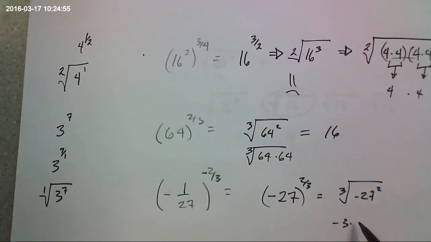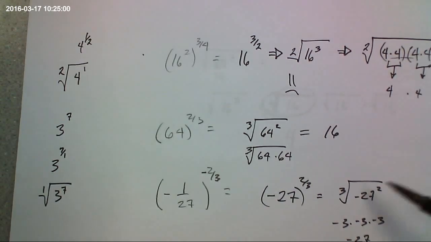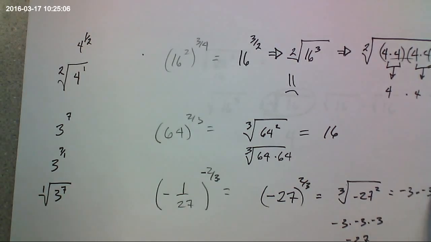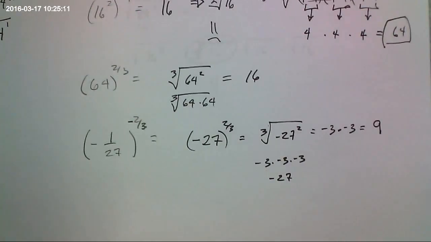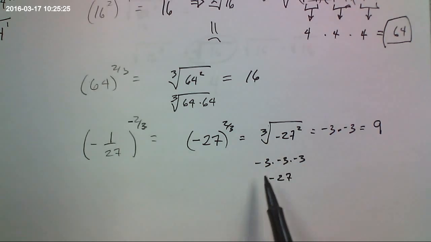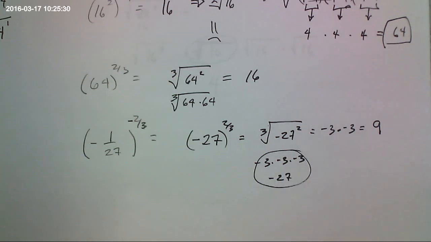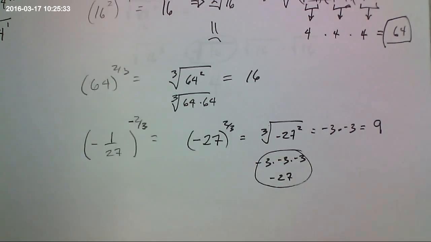Negative 3 times negative 3 times negative 3 equals negative 27, right? So the number times itself 3 times that gives negative 27 is negative 3. So that would be negative 3 times negative 3, which is, oh, sorry, 9. Good? No, there's 3 negative 3s. This is scratch work. I'm just showing you what I realized. Negative 3 times negative 3 times negative 3 is negative 27.